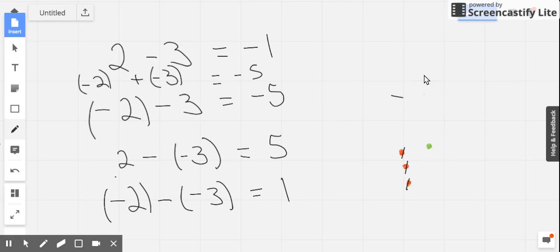And again, another way of writing this, because it's 2 negatives next to each other, would have been -2 plus 3 equals 1. And that's how you add and subtract integers.